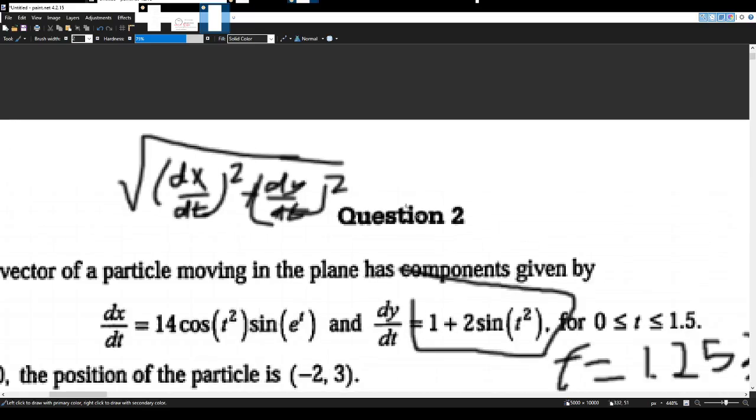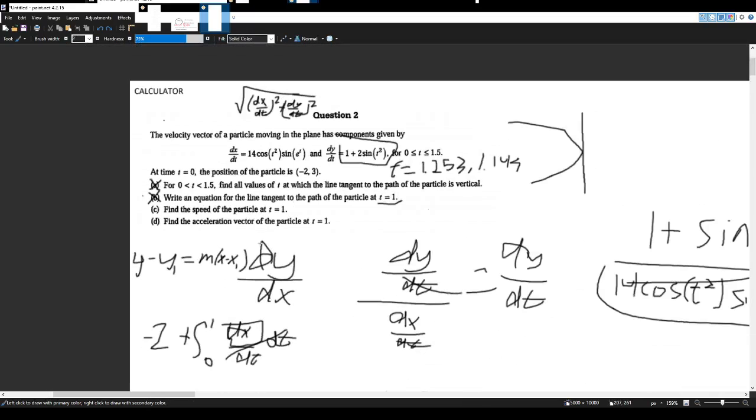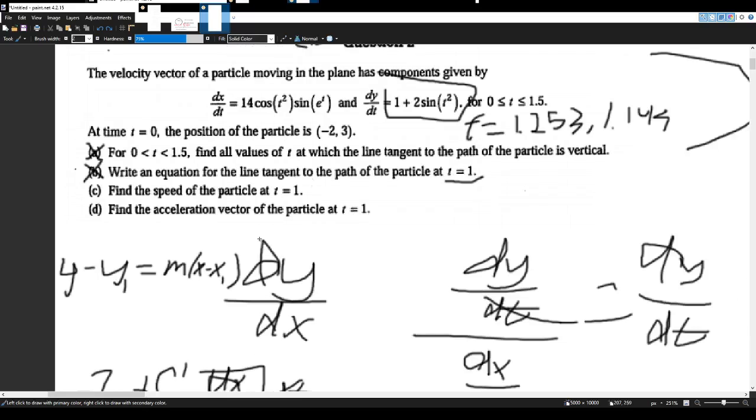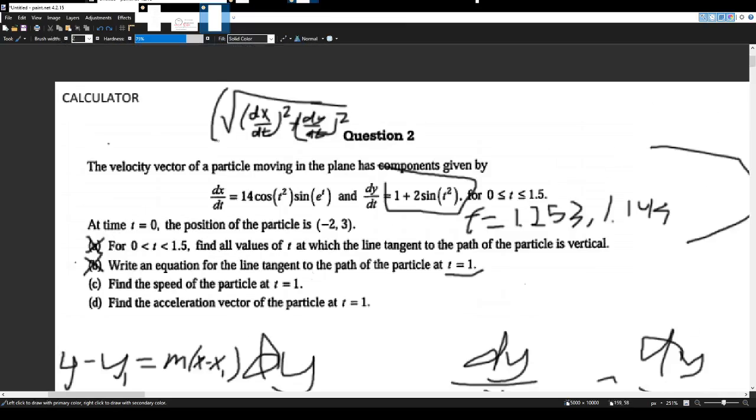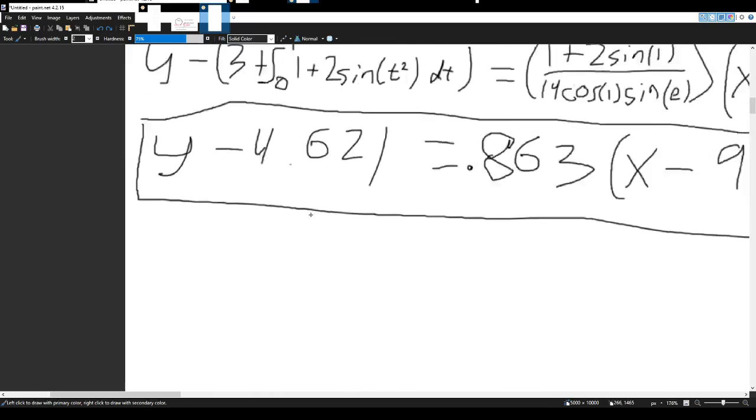You think of these as two really small little vectors, right? And then the speed is just this part right here, an absolute value type thing, Pythagorean theorem, something like that. But at t equals 1, that shouldn't be too hard. I should just be able to plug in 1 for this and this and just plug it into this formula right here.